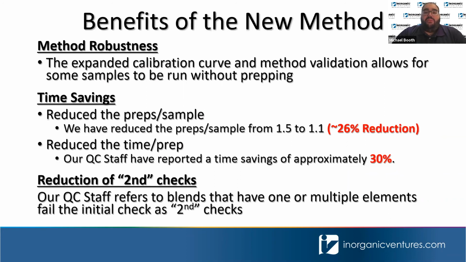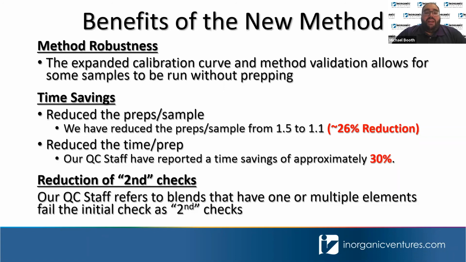So from everything that we presented, I think you can see that this is a very robust method. Not a lot of spectral interferences. We have ways to account for them if we do encounter them in our samples. We've done a lot of testing to make sure that the matrix matching is okay, that we've got a good validated calibration range. So overall, it's a very robust method.